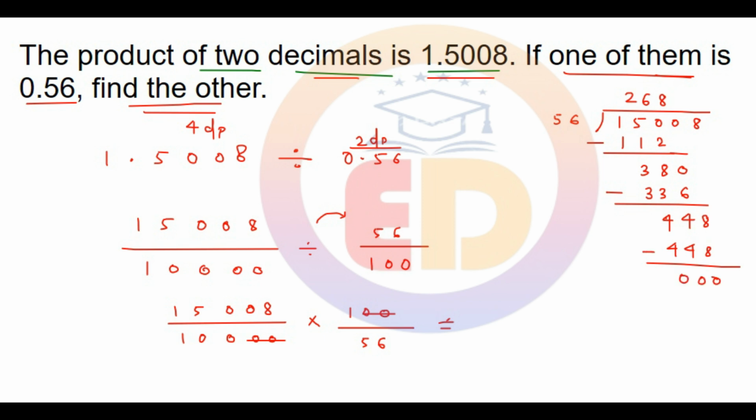So when I divide 15,008 by 56, I get 268 in the numerator, and in the denominator I have 100, so 268 upon 100. The denominator has 2 zeros. Go to the numerator, from the right side count 2 digits, 1, 2, put a decimal point. My answer is 2.68. So the other decimal number is 2.68. That's our final answer.